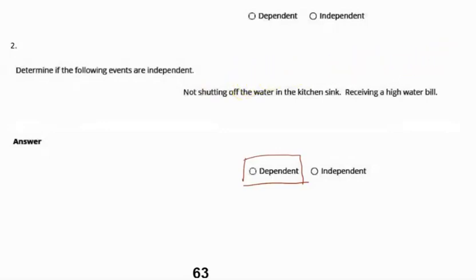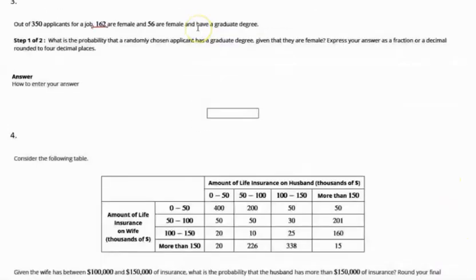Okay, well, that one's not here, but you'll have to see which ones you get if you get any of this nature. So we have out of 350 applicants for a job, this many are female, and this many are female with a graduate degree. So what is the probability that a randomly chosen applicant has a graduate degree, given, and this is the conditional part, they are female.